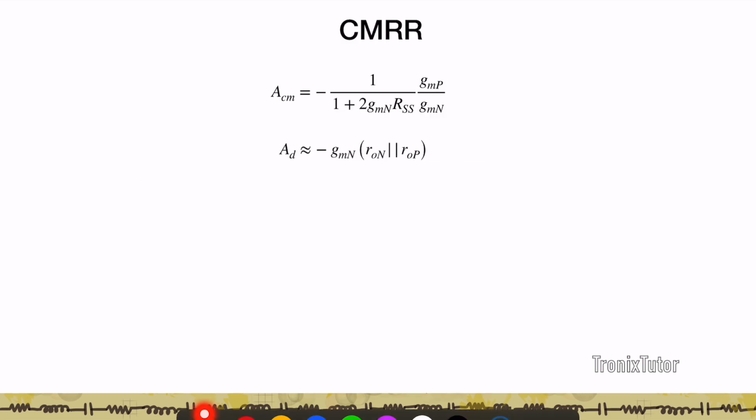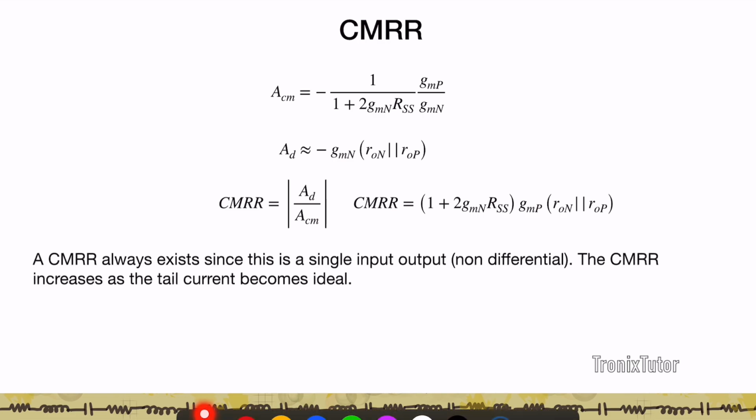So if I talk now about the common mode rejection ratio, my AD is GMN times RON parallel ROP, and so my common mode rejection ratio is given by (1 + 2 GMN RSS) times GMP times RON parallel ROP. So again, what you see here is that RSS controls the CMRR. The higher the RSS, the higher the CMRR, the better you are. Now remember, this CMRR is coming about even if everything is matched. So this circuit has a common mode gain because it's a single-ended output, right? So even if all transistors are matched, you are going to have a common mode gain.